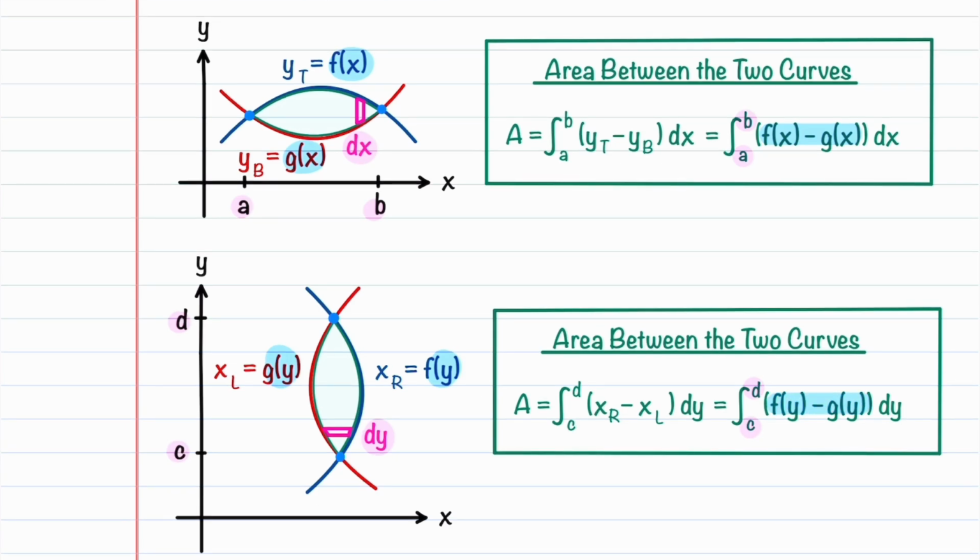I think these formulas for the area between two curves are easier to remember if you write them as y_t minus y_b, that stands for the curve on the top minus the curve on the bottom, times dx, or x sub r minus x sub l, that's the curve on the right minus the curve on the left, times dy.